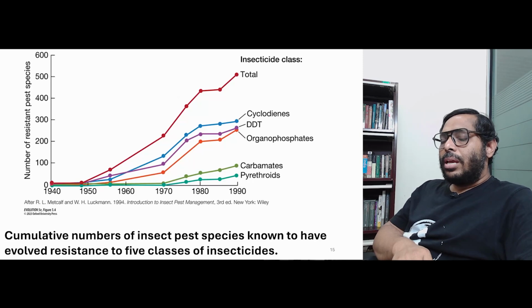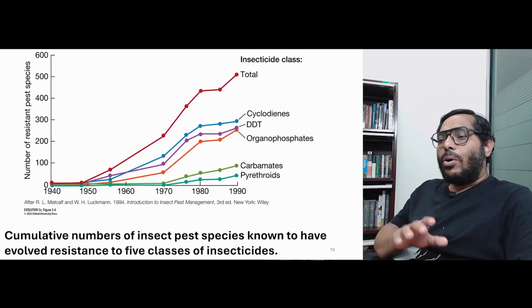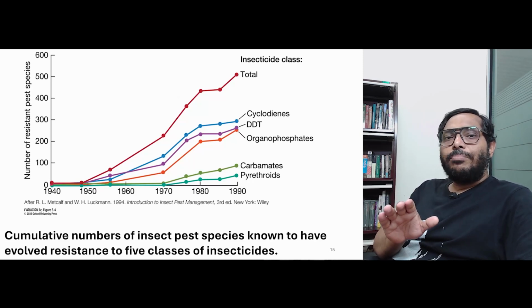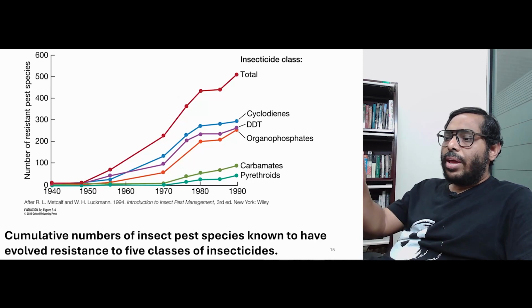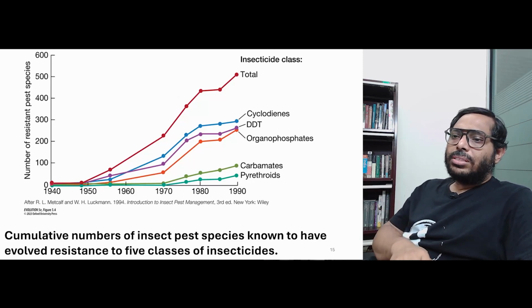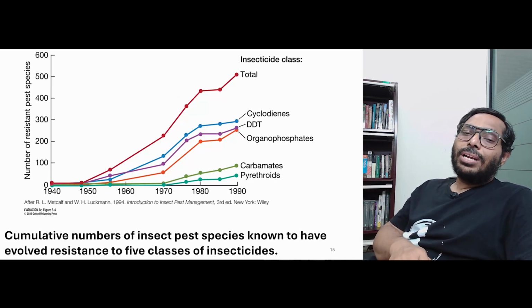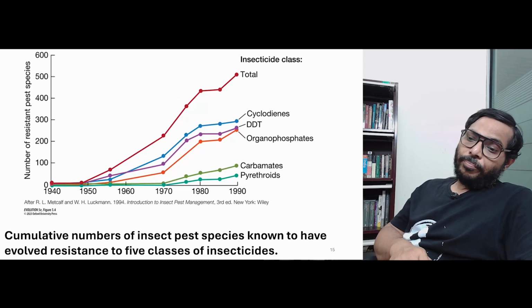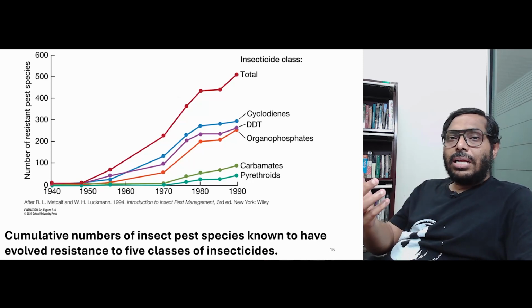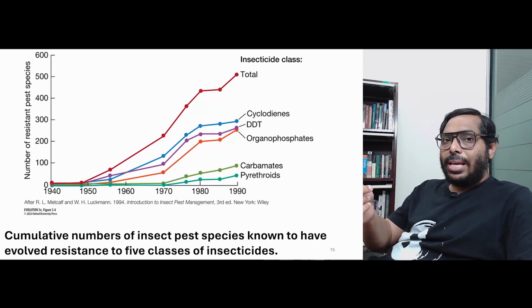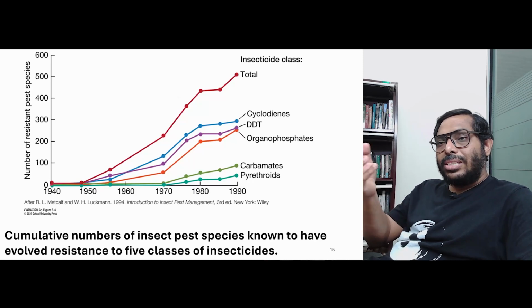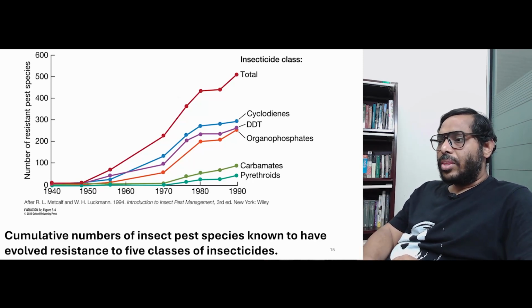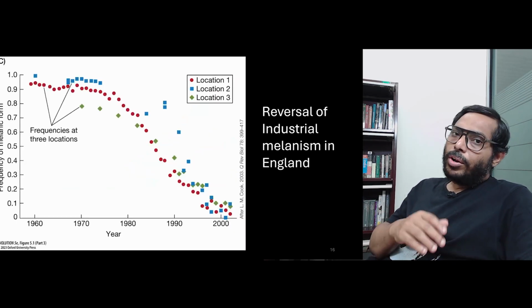But as you can see, in the 1940s the number of resistant pest species was close to 0, whereas in a space of about 50 years the total number has risen to above 500. So, this again tells us the relatively fast pace at which these things end up evolving. The other example we already talked about.